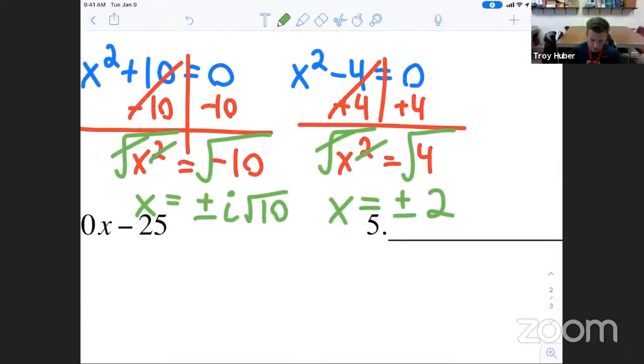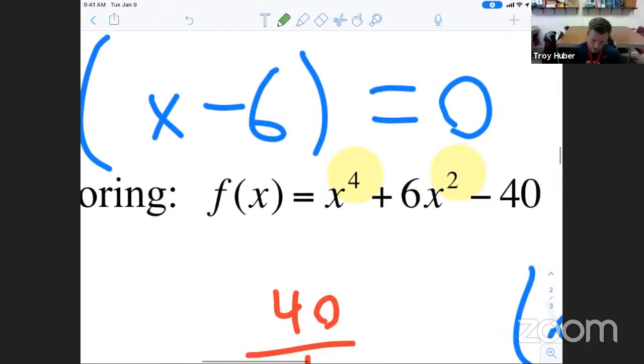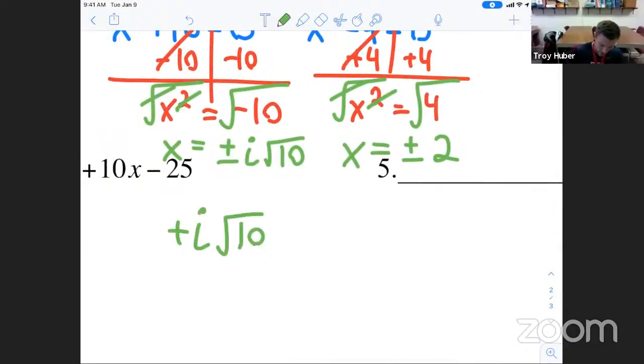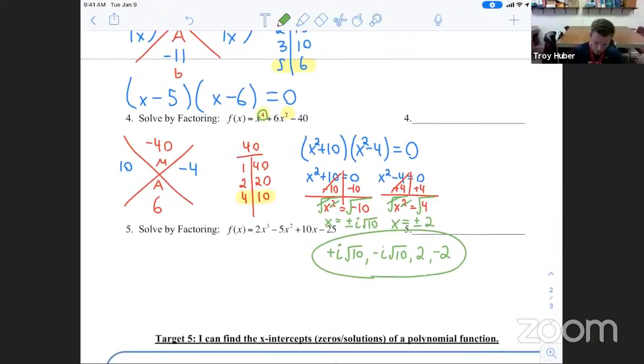But then you might be thinking, wait a second, Mr. Huber, this one only has 2 answers. You said the number of solutions is the highest degree. Well, this actually does have 4 solutions. It's going to have positive i root 10, negative i root 10, positive 2, and negative 2. So these would be your 4 solutions for number 4.